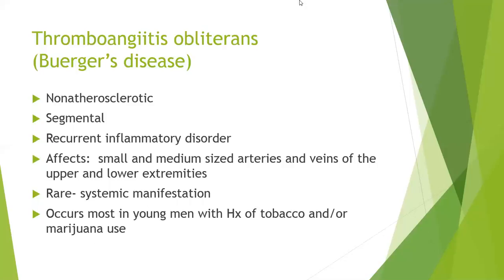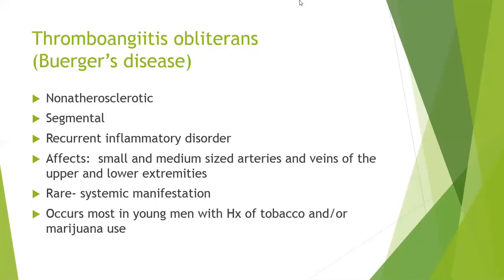Moving on to Buerger's disease. Buerger's disease is a non-atherosclerotic, segmental, recurrent inflammatory disorder of the small and medium-sized arteries and veins of the upper and lower extremities. It's a rare systemic disease. Manifestations may include cerebral, coronary, mesenteric, pulmonary, and/or renal arteries. It occurs mostly in young men, especially with a history of tobacco and/or marijuana use and chronic periodontal infection, but without any other cardiovascular risk. In the acute phase, an inflammatory thrombus blocks the vessel.